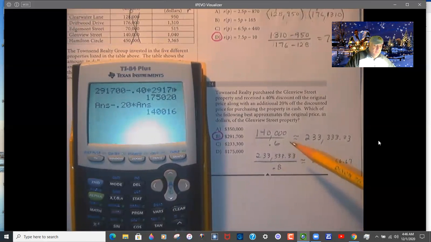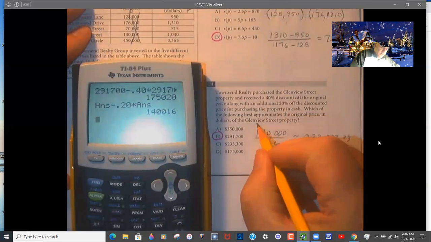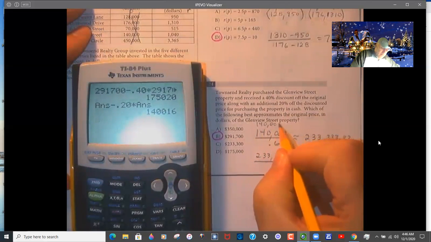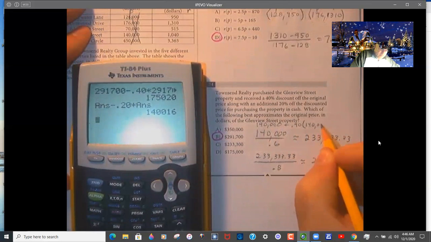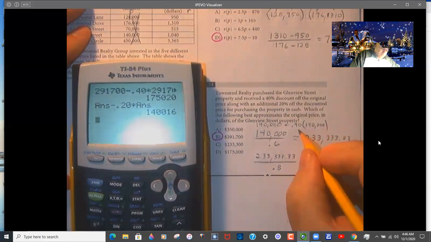This probably isn't the best way to show it. What I did is I started with 140,000 and I did a 40% increase, got that number, and then did a 20% increase to get to the final result. That's also an acceptable way. Either way, I guess, is fine. This might just be a little bit hard to understand. So this is the same as saying 140,000 plus 40% of 140,000 equals that.